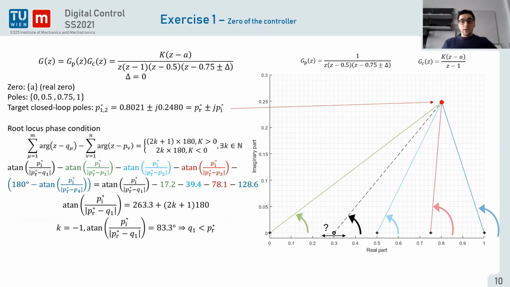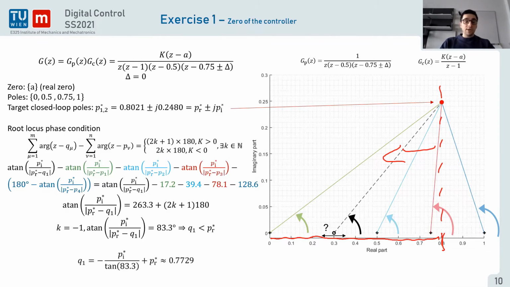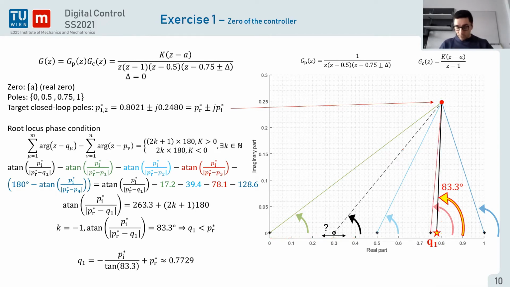Okay, so that means that Q1 is smaller than the real part of the desired pole. That means that Q1 has to be located here on the left hand side on the real axis. So it has to be located somewhere here. And I can just take the tangent of it and find then, after a little bit of algebra, that Q1 is equal to minus the imaginary part of the desired pole divided by the tangent of 83.3 degree plus the real part of the expected pole. And I find that Q1 should be equal to 0.7729. So on the graph, Q1 is here. It's really close to the pole located at minus 0.75.